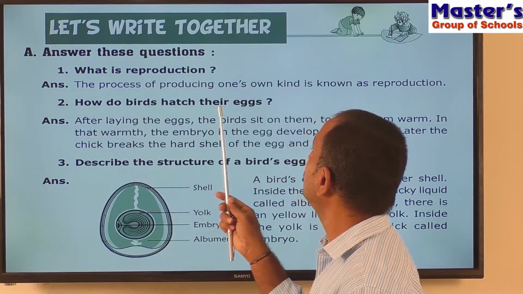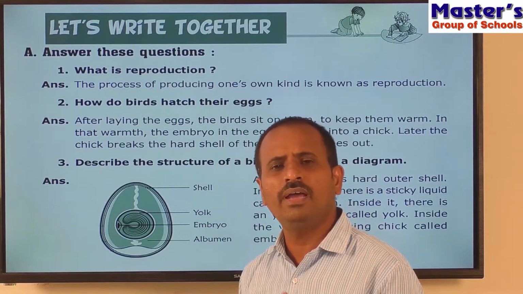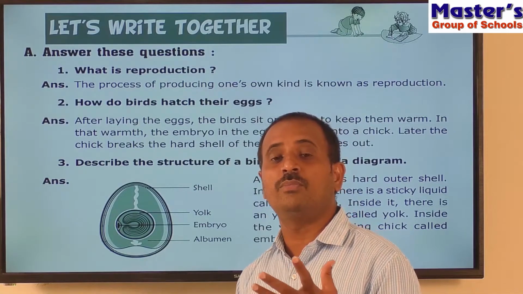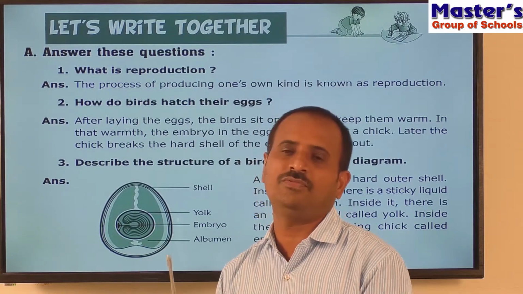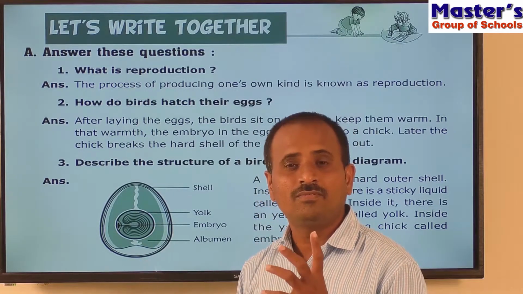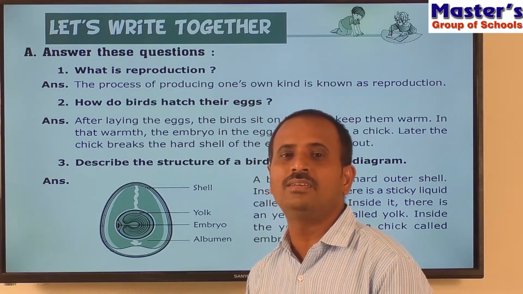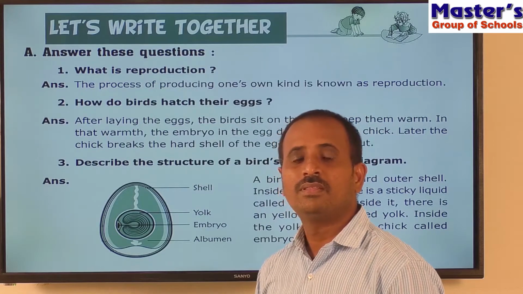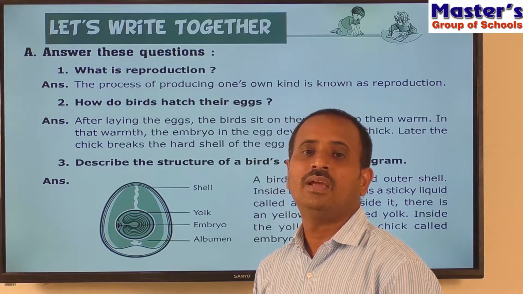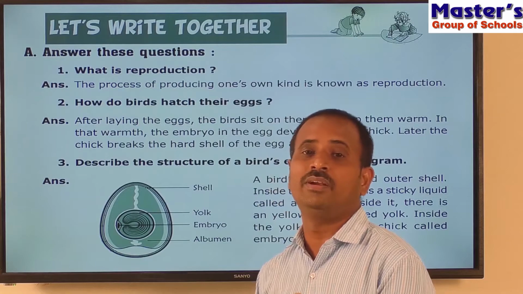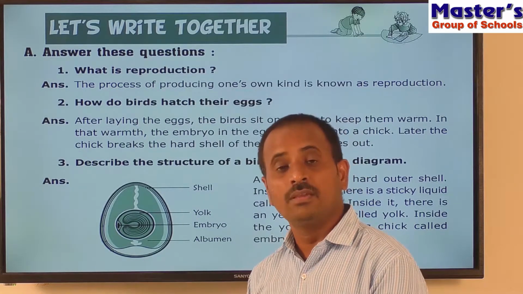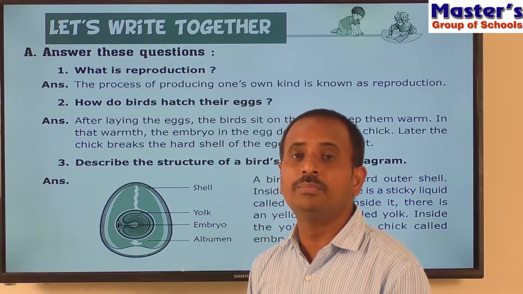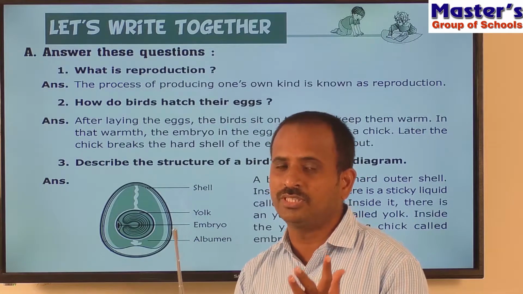How do birds hatch their eggs? Already we have discussed the internal structure of the egg. What does the egg contain inside it? Generally, an egg has two types of liquids: one is albumin, and another is a yellow colored liquid, that is yolk. Inside the yolk, there will be a growing body which is called a chick.